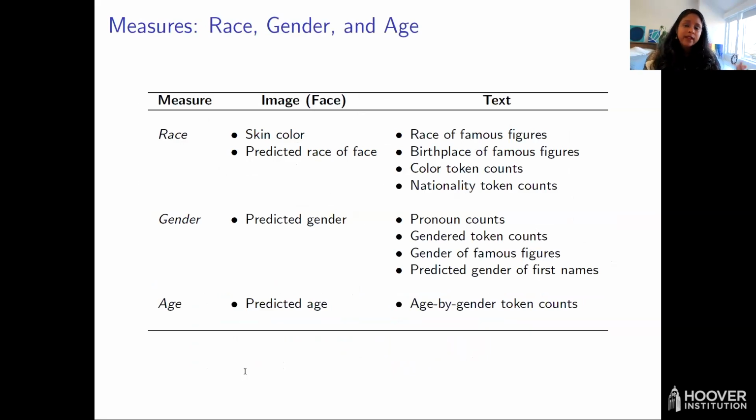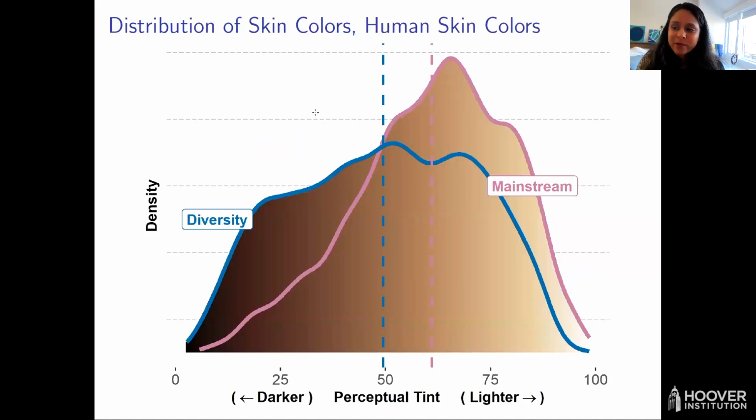And then this is how we get our overall measures of race, gender, and age from images and text. Again, remember the images, we're only looking at the faces. And so I'll show you some of the results that we have.